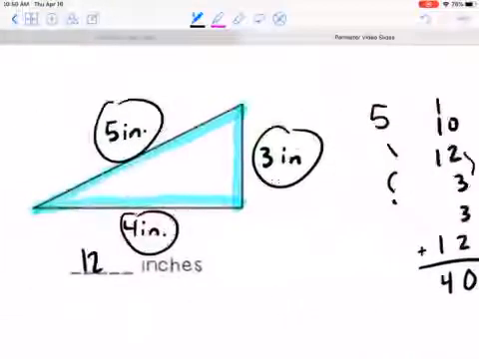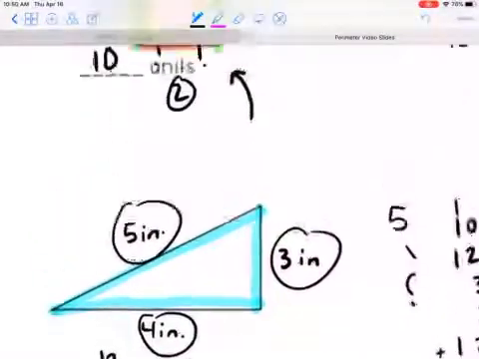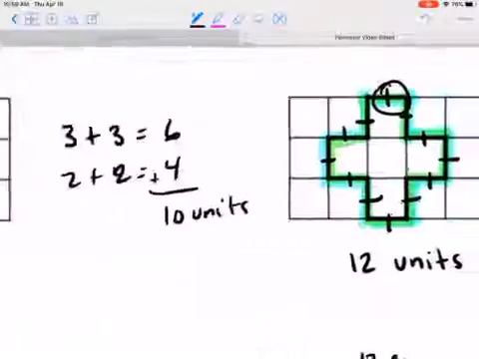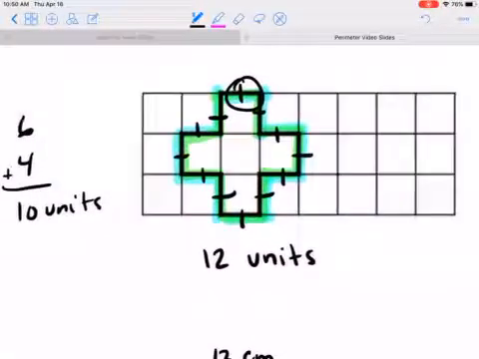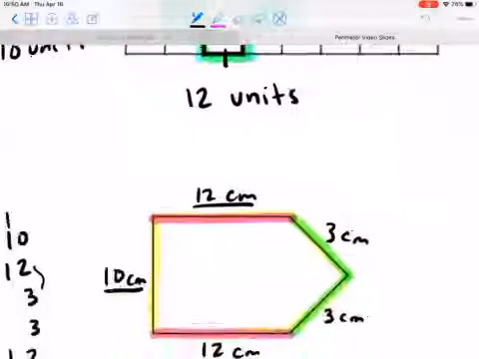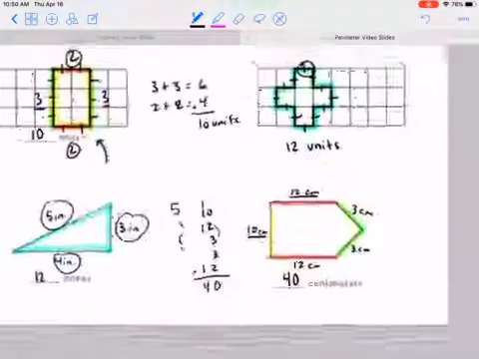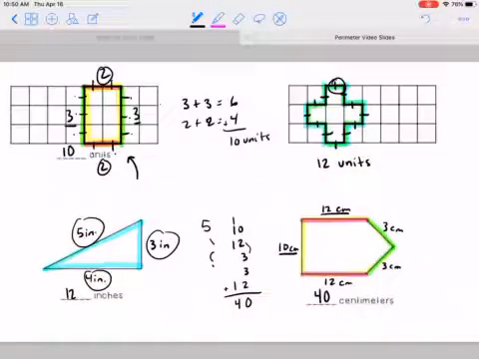Again, we're adding up the distances around the outside of our shapes, of our polygons, and we're counting them. If you have grids, you can count. If you don't, you're just going to add them up. So we'll help you all if you need some practice time, but this is a little introduction to perimeter.